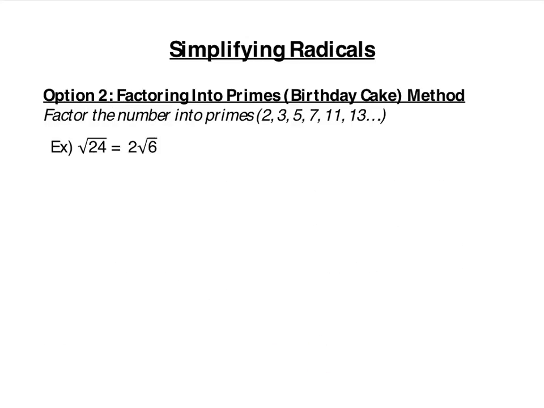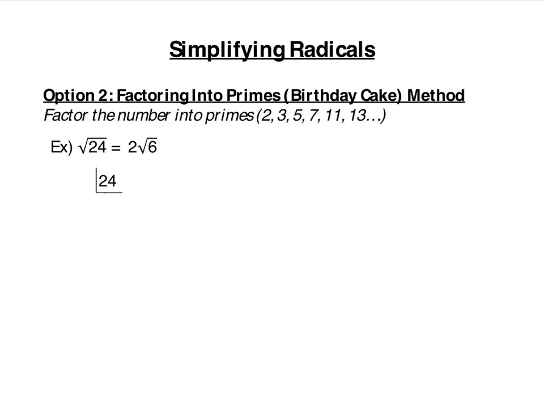Our second option for simplifying radicals is factoring into primes, which we often call the birthday cake method. This means I'm going to keep dividing our number until all we have is primes. So we know our primes are numbers that can only be divided by 1 and itself. So 2, 3, 5, 7, 11, 13, and so on and so on. So we already know from our previous example that the square root of 24 is going to be 2 square roots of 6. So I'm going to take 24 and draw an upside down division sign on it.